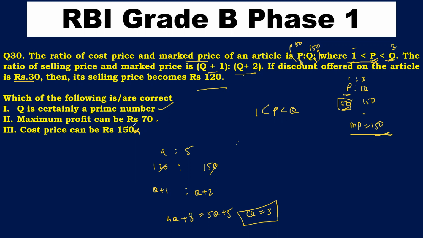Maximum profit can be 70. So if selling price is 120, the profit will be 70 if you buy the article for 50. But you can't buy it for 50 because P has to be greater than 1 in this ratio. So that means this also is wrong. So only 1 is correct.